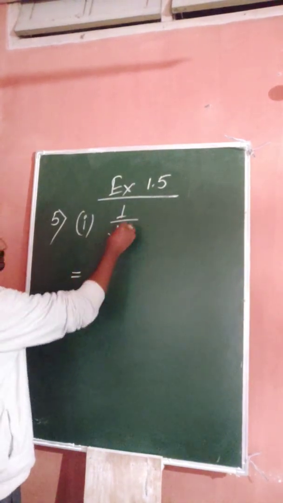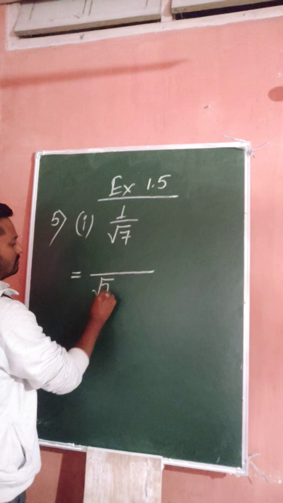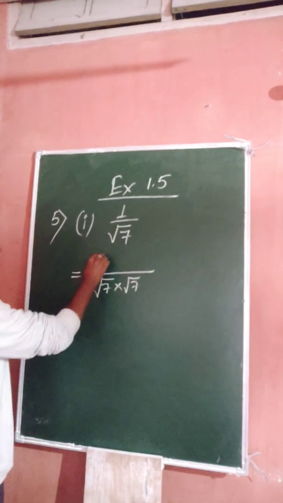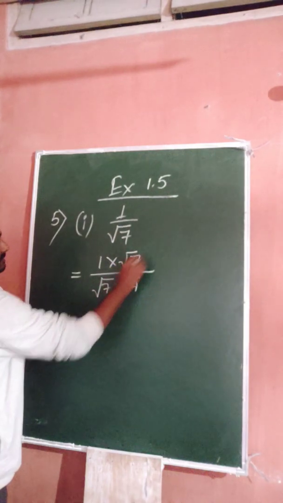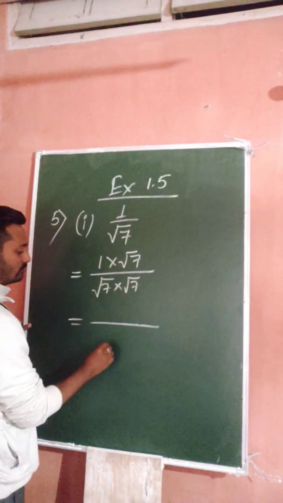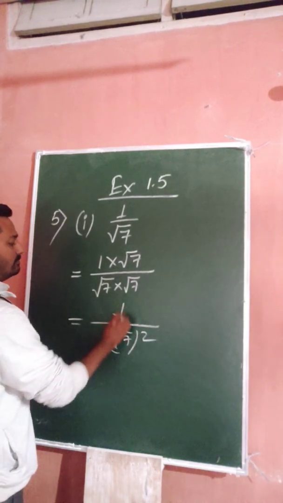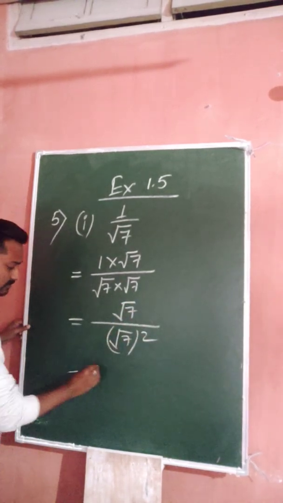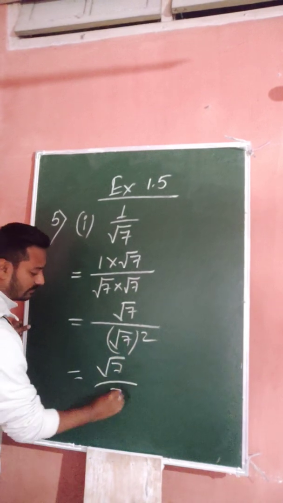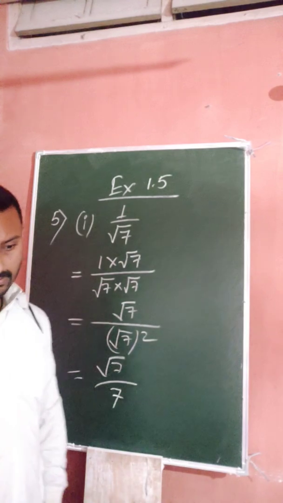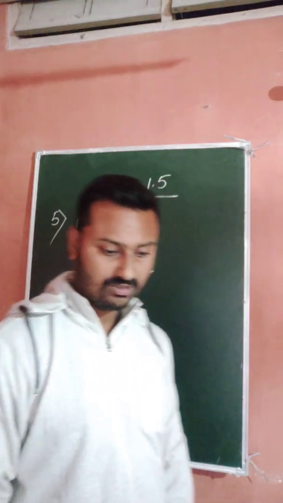So in this case, 1 by root 7, multiply both the denominator and the numerator by root 7. So root 7 into root 7 becomes root 7 whole square, and it becomes 7. So this will become root 7 by 7. Okay, so come to the next question.